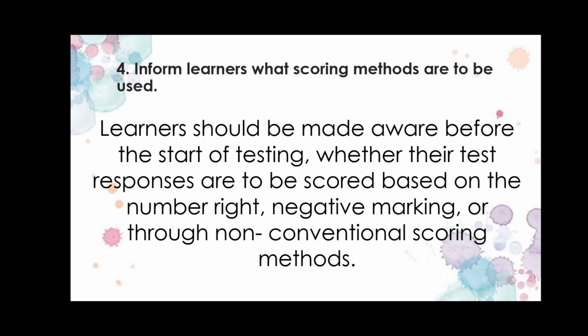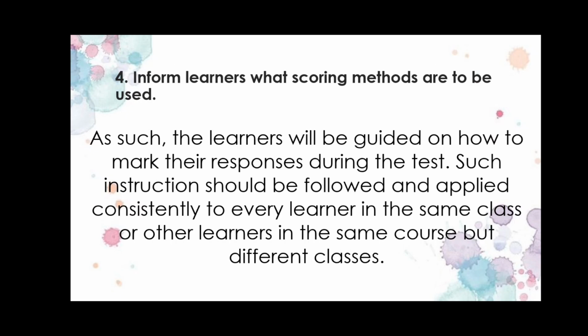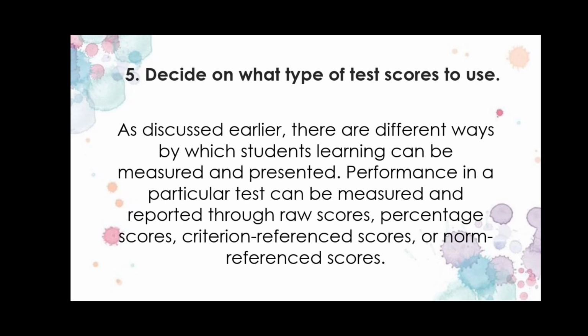Fourth, inform learners what scoring methods are to be used. Learners should be made aware before the start of testing whether their test responses are to be scored based on the number right, negative marking, or through non-conventional scoring methods. As such, the learners will be guided on how to mark their responses during the test. Such instruction should be followed and applied consistently to every learner in the same class or other learners in the same course but different classes. So, informing learners what scoring methods are to be used is very important for the learners to know what they need to focus on.